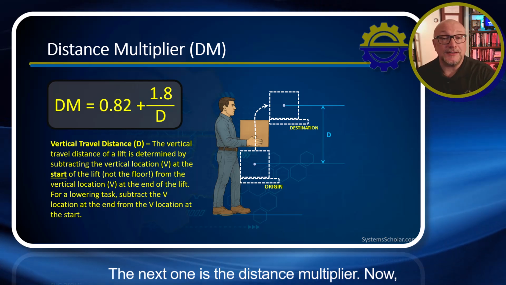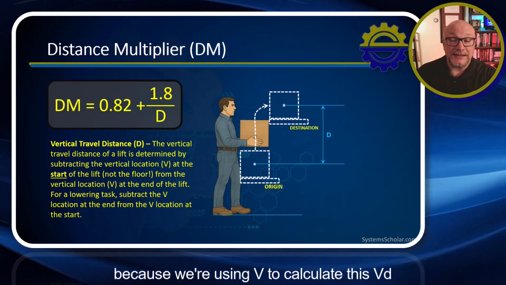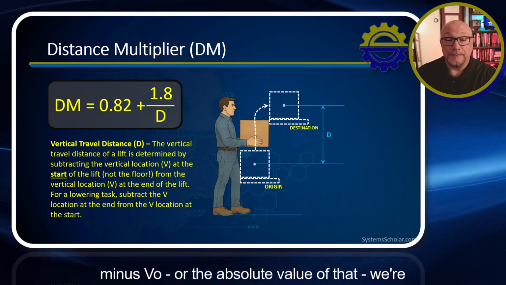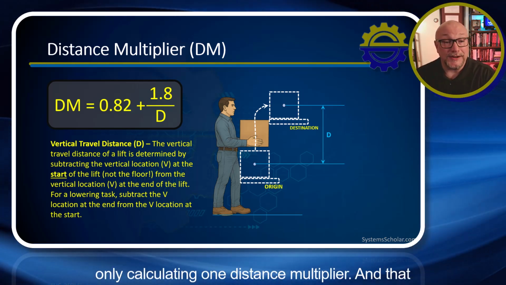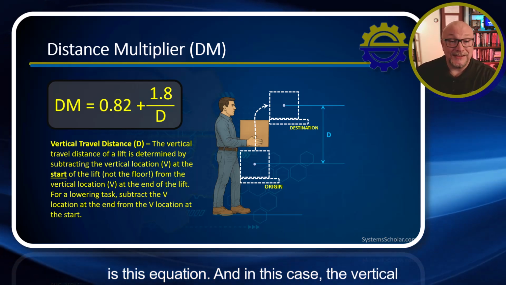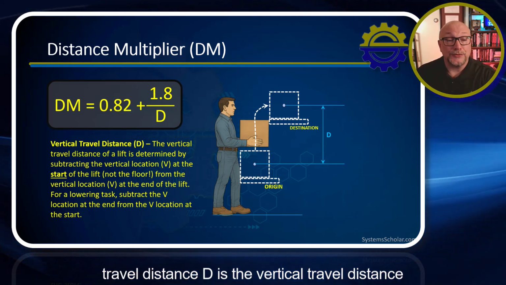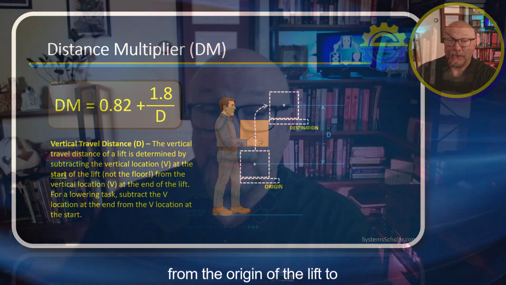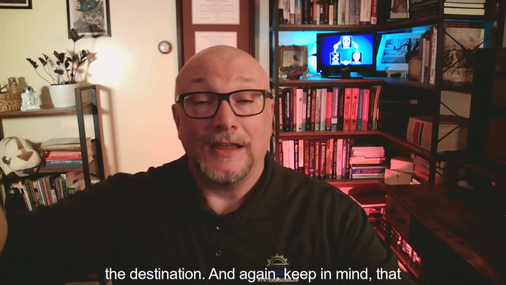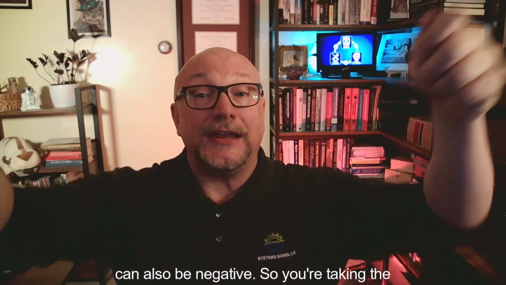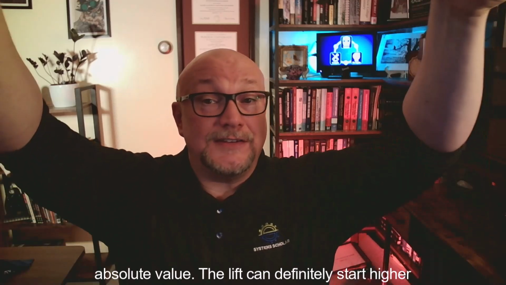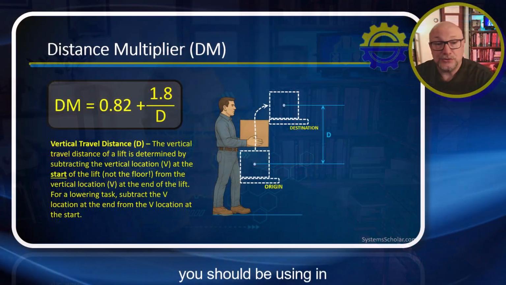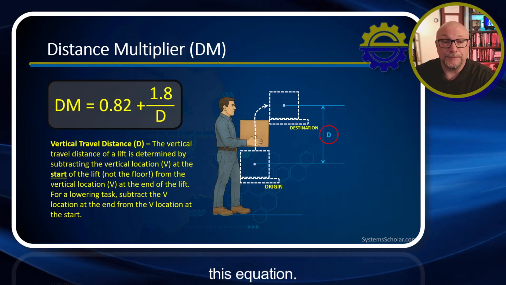The next one is the distance multiplier. Now, because we're using V to calculate this, V sub D minus V sub O, or the absolute value of that, we're only calculating one distance multiplier, and that is this equation. And in this case, the vertical travel distance, D, is the vertical travel distance from the origin of the lift to the destination. And again, keep in mind that can also be negative, so you're taking the absolute value. A lift can definitely start higher and end lower as well. So D is an absolute value that you should be using in this equation.